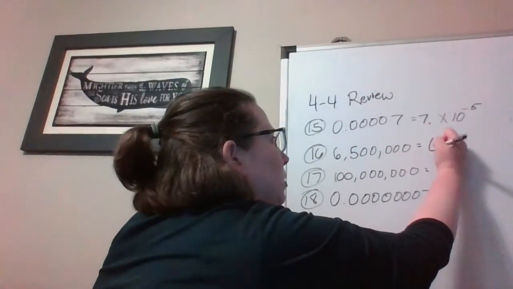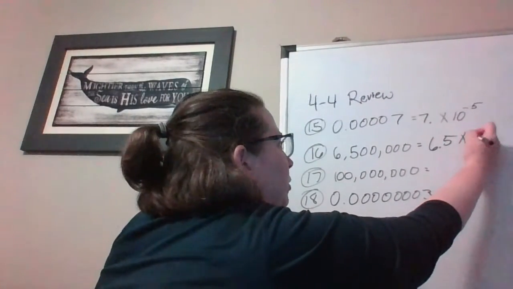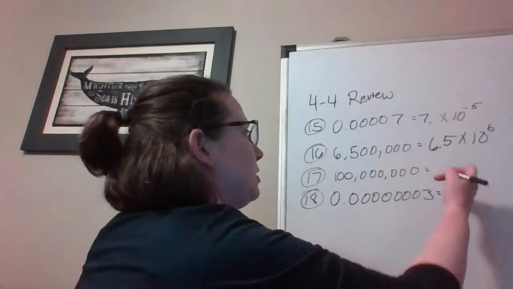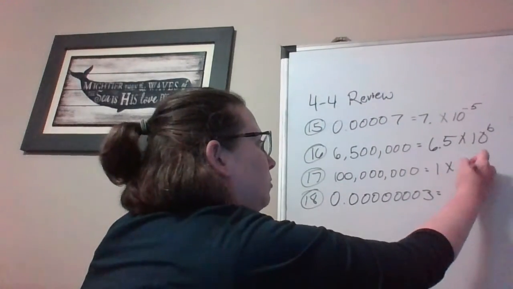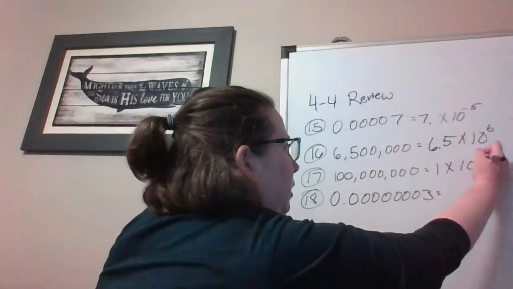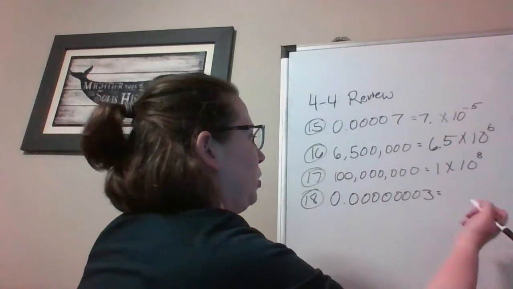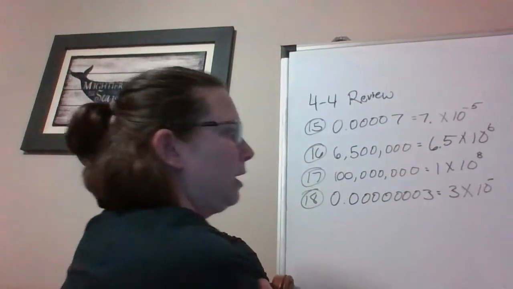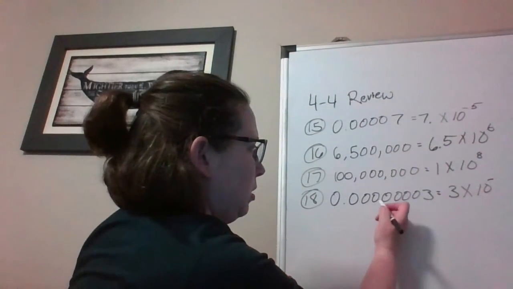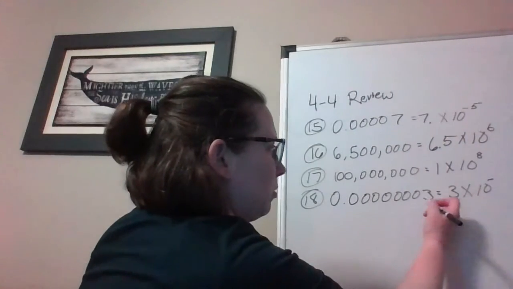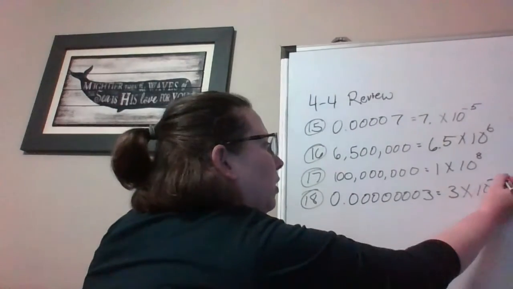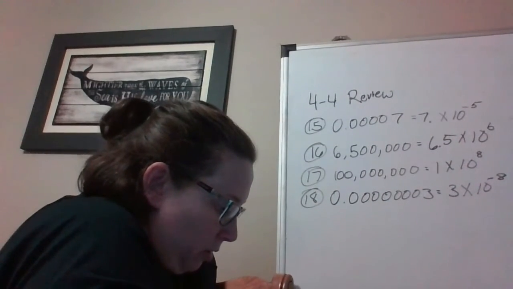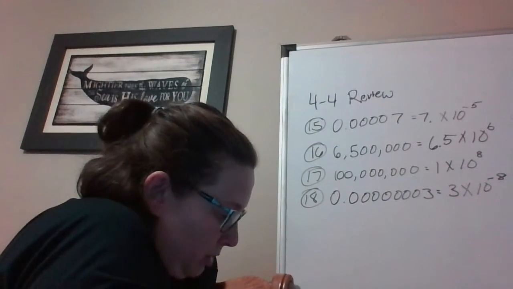The next one would be 6.5 times 10 to the 6th power. Number 17 would be 1 times 10 to the 8th power. Number 18, we have 3 times 10. We know it's going to be a negative because we have a decimal. It'd be negative 8. So 3 times 10 to the negative 8th power. That would be it for these four.